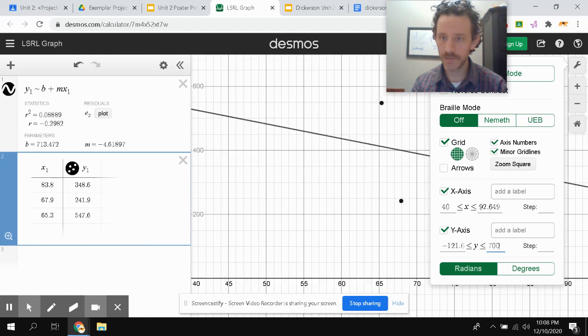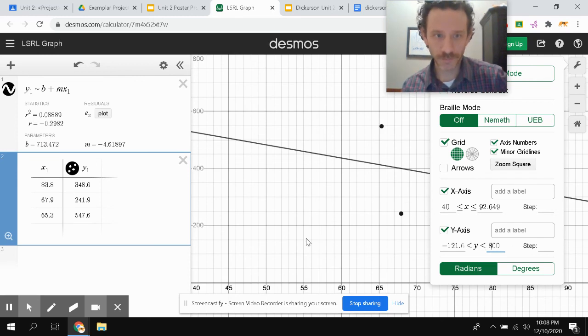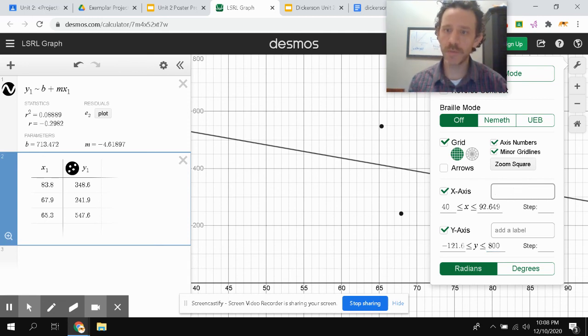or 700. Okay. Depending on how far you need to go. And it'll change. All right. Always remember to get the labels in too. So this is how we want to put our labels in. It's population. And you say in millions.